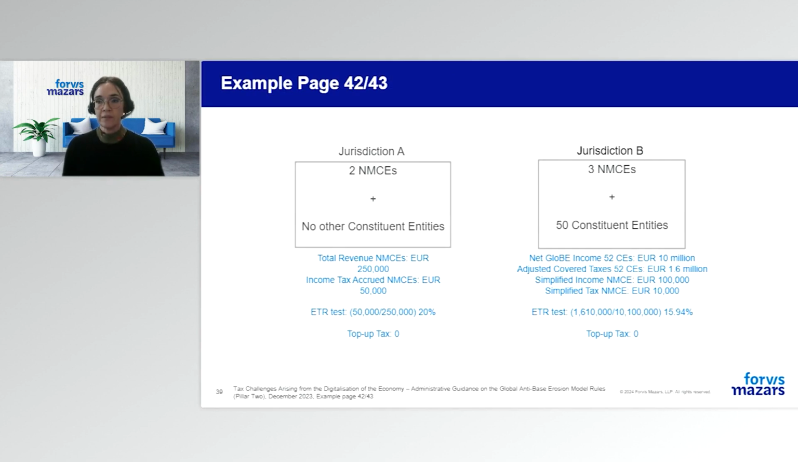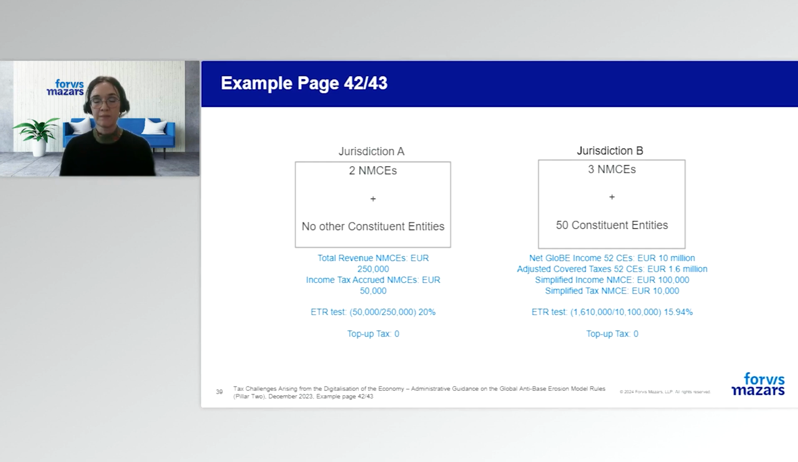Now, the application of the non-material constituent entity simplified calculations is determined not on a jurisdictional level basis. They're determined on an entity by entity level basis. And in these two examples, you have jurisdiction A that has two non-material constituent entities and no other entities. In jurisdiction B, you have 3 non-material constituent entities and 50 constituent entities that are consolidated on a line-by-line basis with the ultimate parent entity.